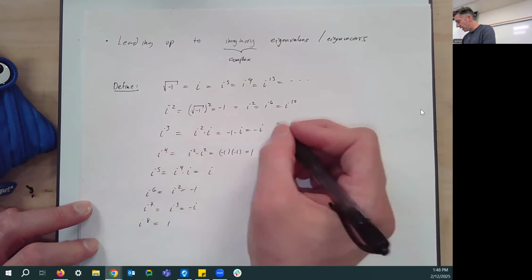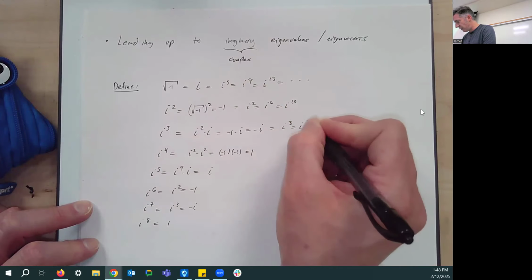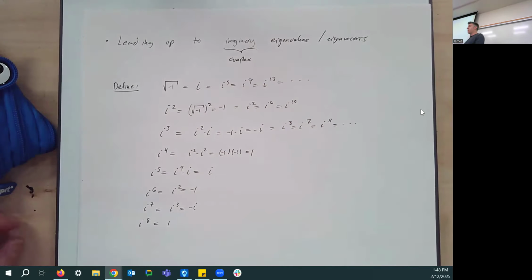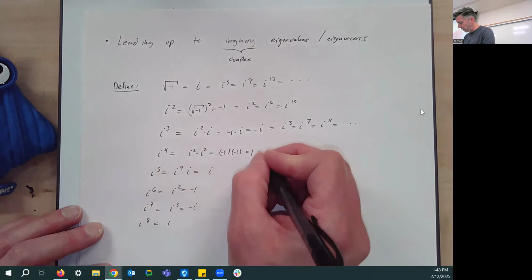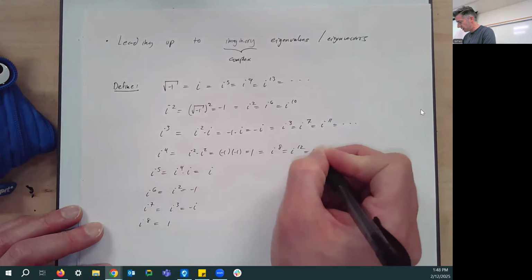And might as well finish off. -i is equal to i to the third, is equal to i to the seventh, is equal to i to the 11th. Every time you increase the power by 4, you're just multiplying by another i to the fourth. And I guess I might as well finish off, right? i to the fourth is 1, which is also i to the 8th, which is i to the 12th, which is i to the 16th, and so on.